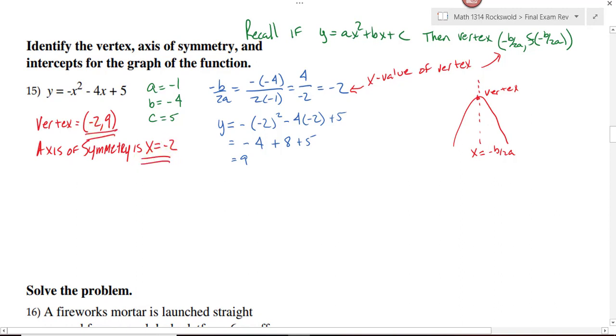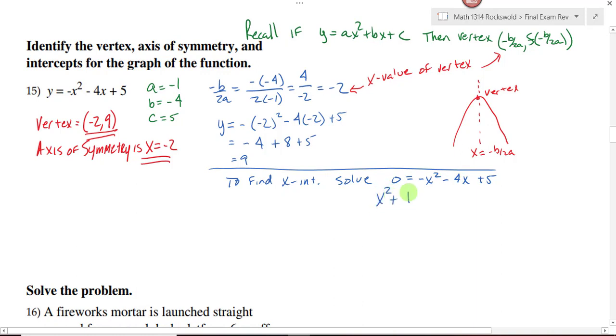And then the other thing that I'm asked to find are my intercepts. How would I find my x-intercepts? I would set this equal to 0. So to find your x-intercept, let's solve 0 equals negative x squared minus 4x plus 5. Well, I like my leading coefficient to be positive, so I'm going to move everything over to the left, and that's going to give me x squared plus 4x minus 5 equals 0. Will this factor? Yes, it will, and I have (x plus 5) times (x minus 1).